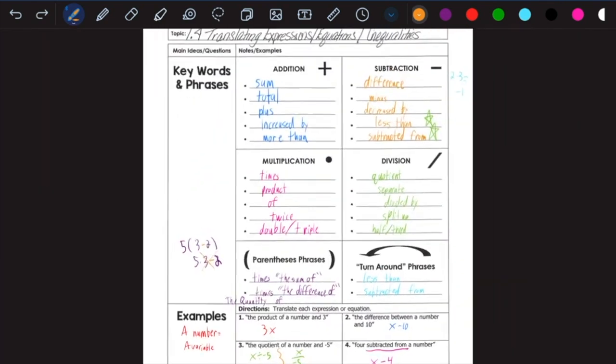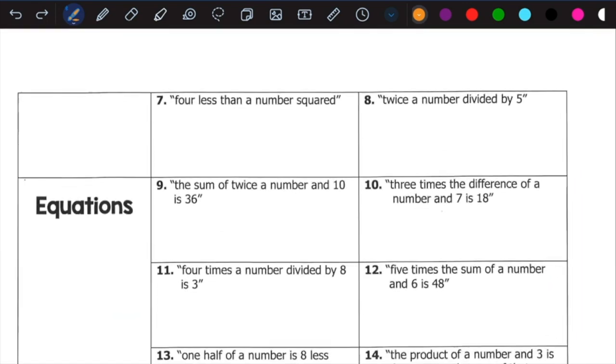Moving on to number 7. Number 7, 4 less than a squared number. So less than, that's an alarm bell going off there, because it's a turnaround phrase. And so we're subtracting something minus 4. So what is being subtracted by 4? Because 4 came first, it comes second here. A number squared, so some variable squared, minus 4.